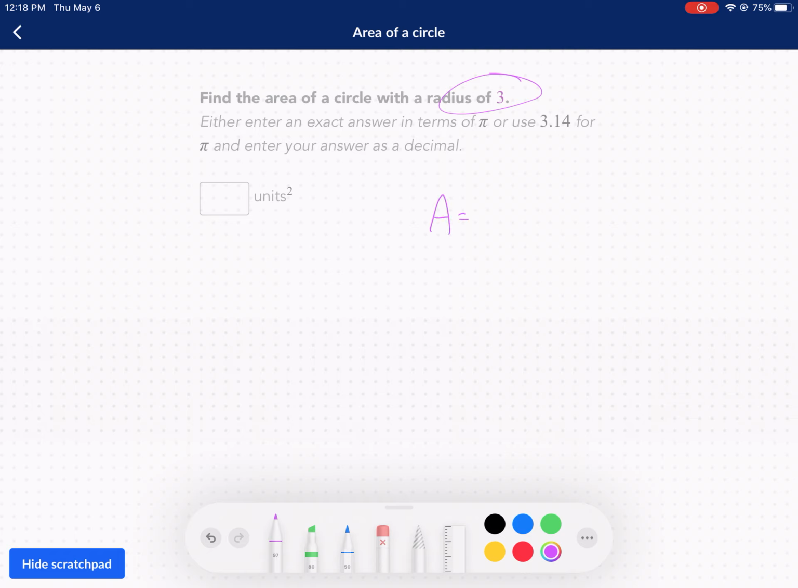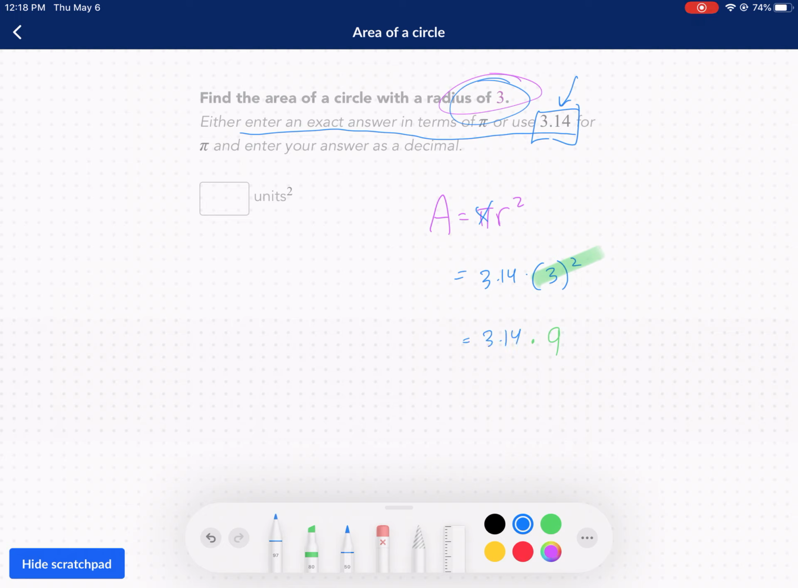Well, the formula for the area of a circle is pi r squared. Pi is 3.14, and that's why it's saying enter an exact answer in terms of pi or use 3.14. So we need to use 3.14 here: 3.14 times the radius squared. The radius here is 3, so we do 3 squared in the calculator. You always need to do exponents first, so that is 9. Then we just multiply this by 3.14.